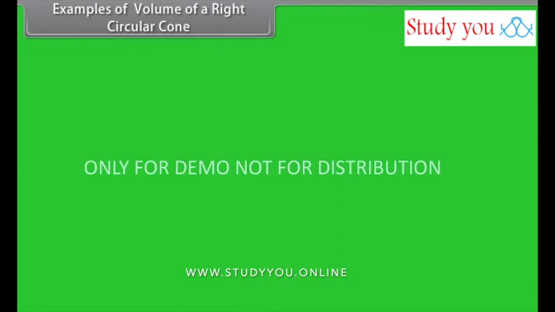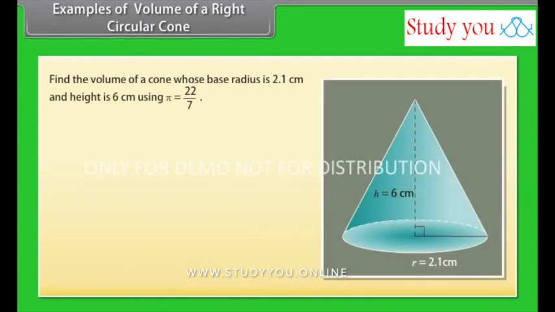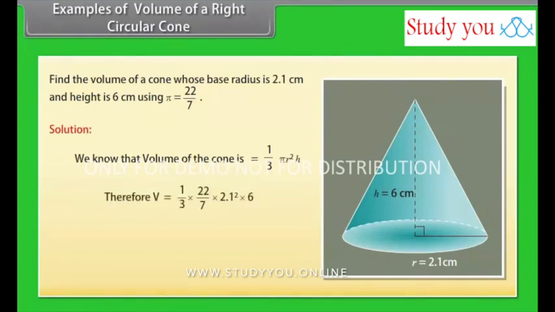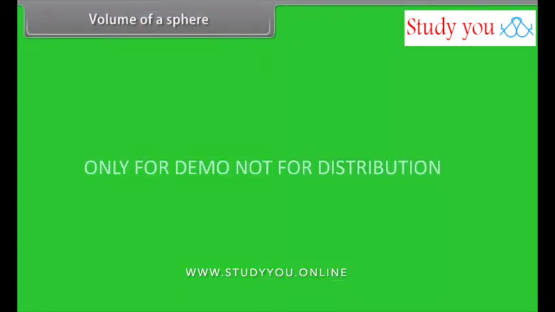Examples of volume of a right circular cone. Let us now solve an example. Find the volume of a cone whose base radius is 2.1 centimeter and height is 6 centimeter, using pi as 22 upon 7. Solution. We know that the volume of the cone is 1 upon 3 pi r square h. Therefore, V is equal to 1 upon 3 into 22 upon 7 into 2.1 square into 6, which is equal to 27.72 centimeter cube.